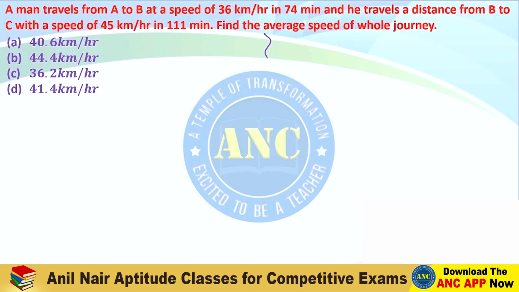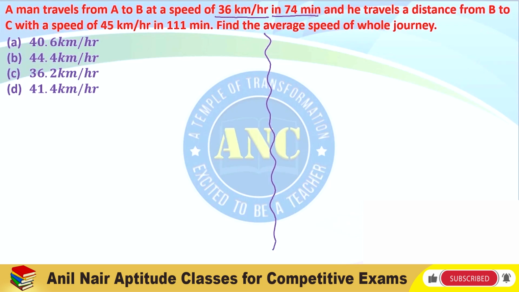Now see here. The question says, a man travels from A to B at a speed of 36 kilometers per hour in 74 minutes. So that means a person is traveling from one place to another place and the speed is given as 36 kilometers per hour and the time given is 74 minutes. Let us write the diagram here. A person is basically traveling from one place to another place. For example, this is A and somewhere here let us call it B. The speed is given as 36 kilometers per hour and the time taken is given as 74 minutes.